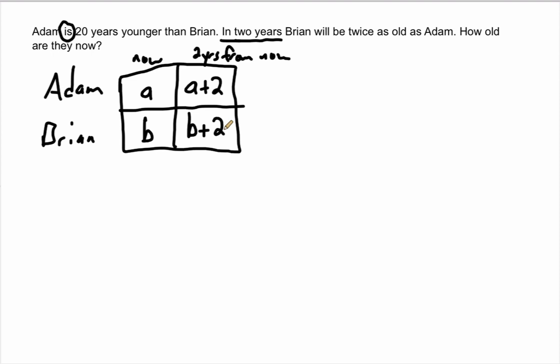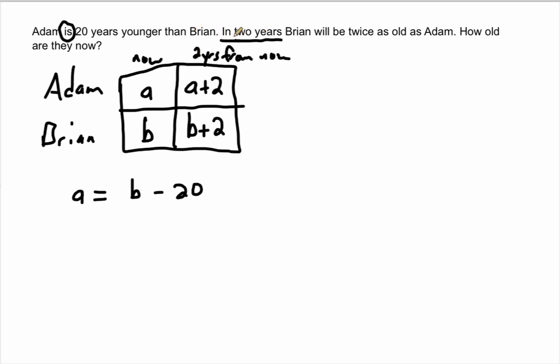So now I'm going to reread the problem, and each sentence is going to be an equation. So we're going to set up a system here. Adam, now I'm going to directly translate. Adam, which we know is A. So Adam is 20 years younger, that means something minus 20. 20 years younger than Brian, which is B, because in this first sentence, we're talking about the now time zone.